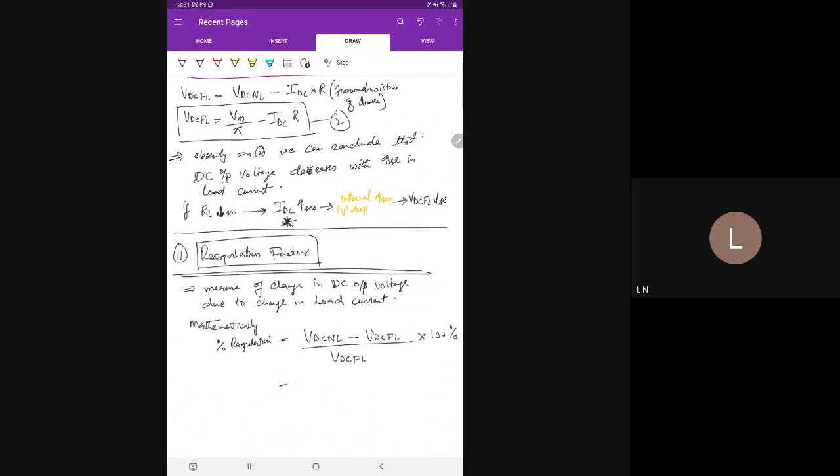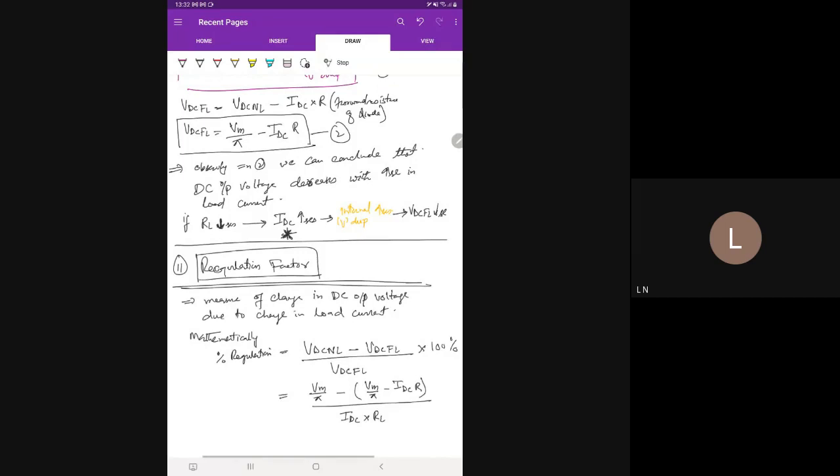So what is VDC no load? VDC no load we have already calculated in our previous calculations. It is Vm by pi. What is VDC full load from equation 2? It is Vm by pi minus IDC R, from equation 2 just above. Divided by VDC full load, which is also equal to IDC into R of L.